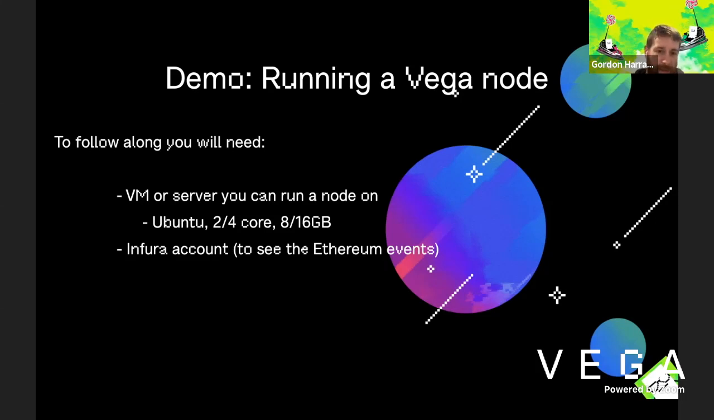There are some specifications there that we'd recommend. You should probably get away with 2 cores and 8 gig, and an Infura account, so we can link that so you can see the Ethereum events. While I'm running through this bit, if you'd like to do that and get set up, you can follow along when Pete and the other guys run through that part of the demo.